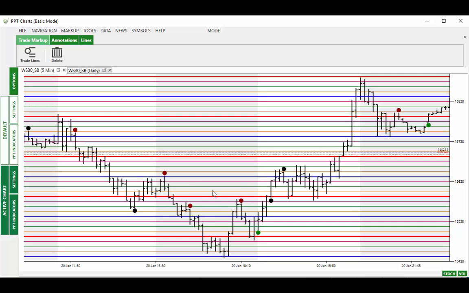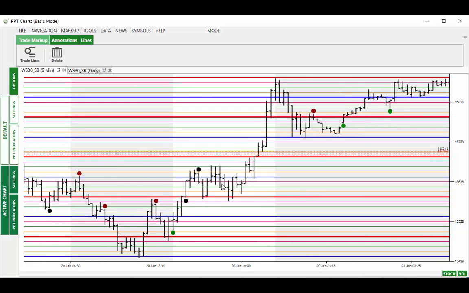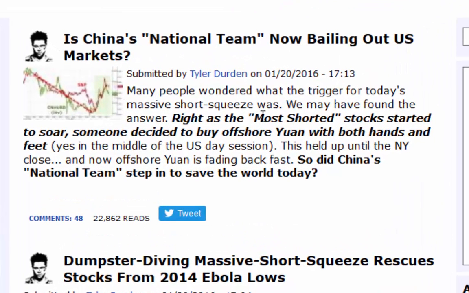You haven't got to trade all of them, but you can see there the volatility picks up, the increase in volatility. The software picks up those winning trades that drove the market, and this one in particular is very interesting because it's not the plunge protection team. I thought it would have been, but it's come to light thanks to Zero Hedge, China's national team, now bailing out US markets. Many people wondered what the trigger for today's massive short squeeze was. We may have found the answer.